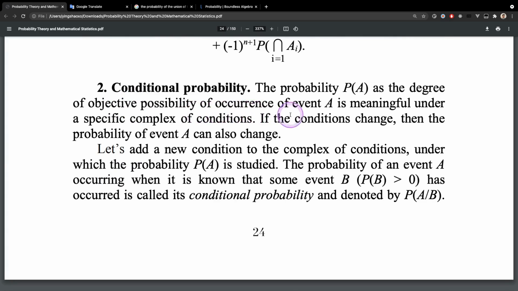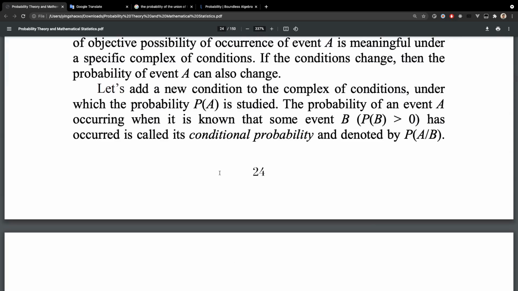Conditional probability. The probability of A, as a degree of objective probability of occurrence of event A, is meaningful under a specific complex of conditions. If the conditions change, then the probability of event A can also change. What does that mean?